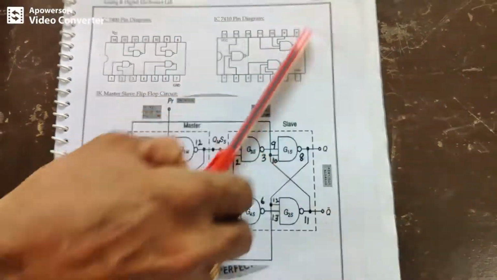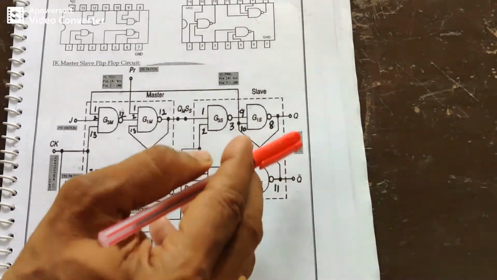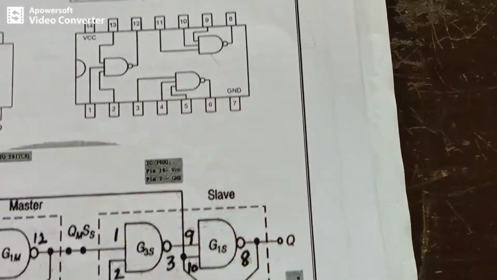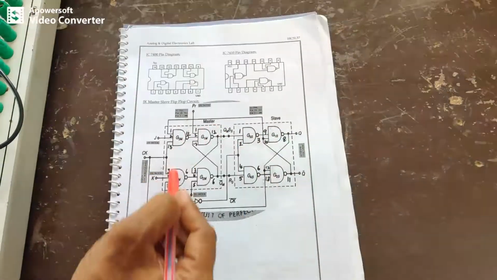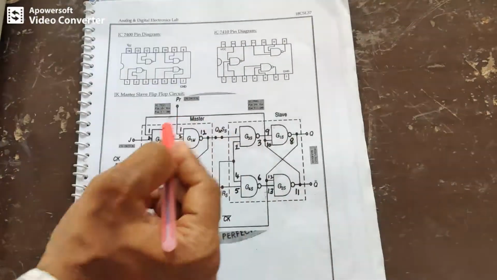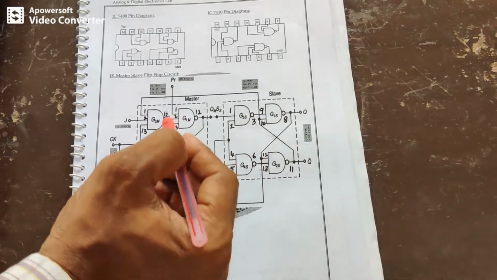Here we have one more output, that is the negated output. That is not required to connect, as we will see only one state. So like this, you can connect all the different connections of this JK master slave. Now we will see the output.